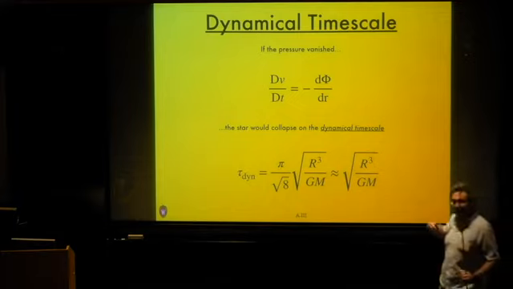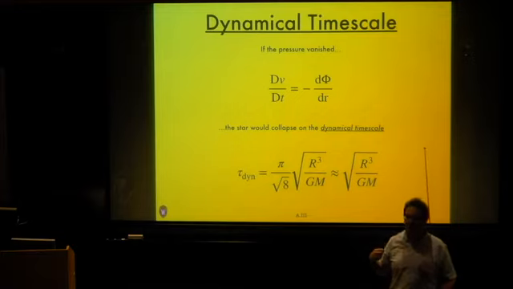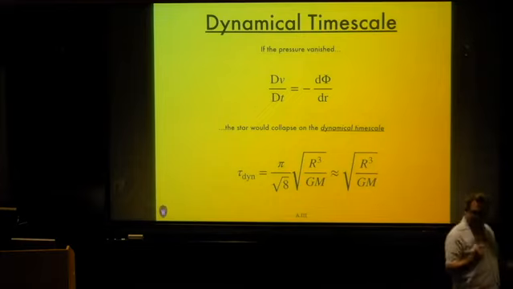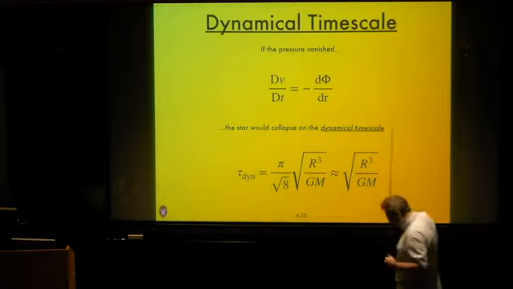And if we actually plug in numbers for the sun into this equation, we find the dynamical timescale comes out to be about an hour. 1 hour. Very short. Okay, and in fact, that 1 hour, another way of thinking about it is it's just the sound crossing time in the sun. It's how long a sound wave takes to get from one side of the sun to the other.